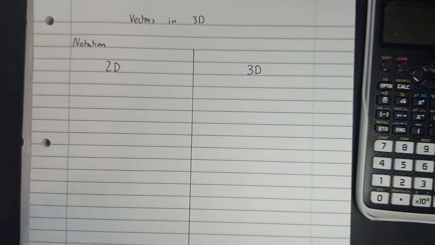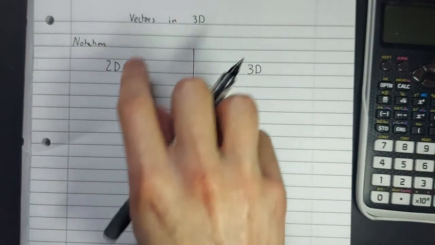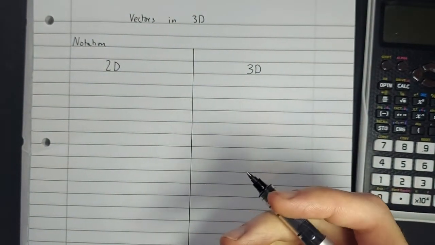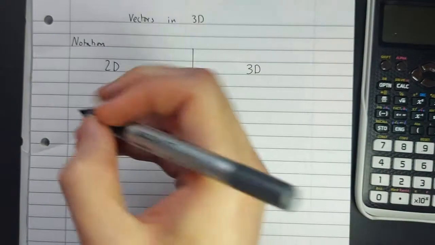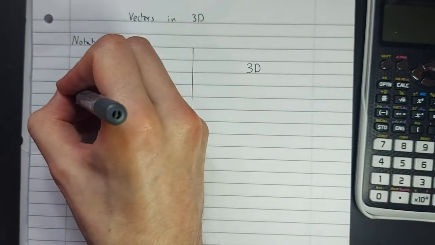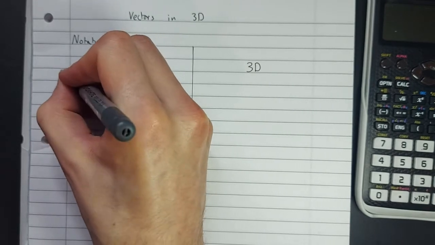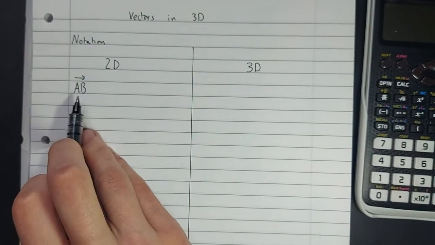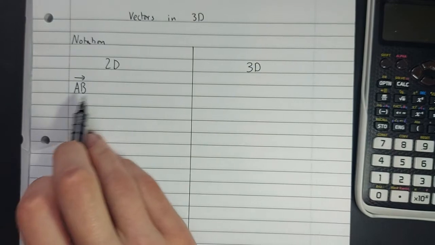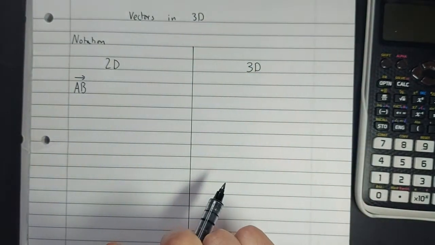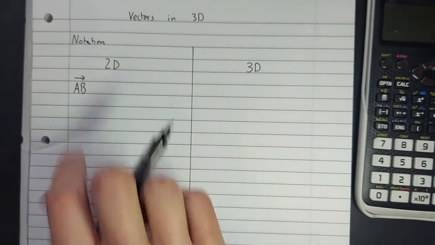Okay, so notation for vectors in 2 dimensions. There's a few different ways you can write it. First of all, and the way you've probably been seeing it often, is something like this. So how to get from one point A to another point B. These 2 points will be on a surface, they'll be on a flat plane. That's how you usually see it.